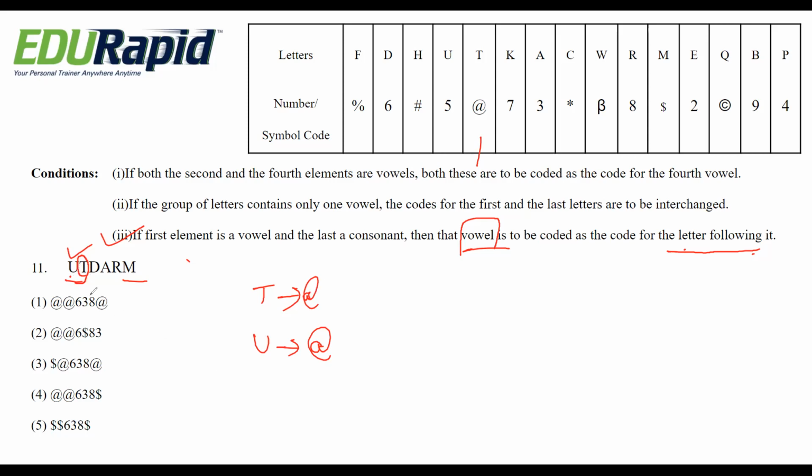Okay, so from this we can conclude that for U and T it is at. So let me see the options. 1, 2 and 4 are the possible ways. Okay, let me check with the last one, M.